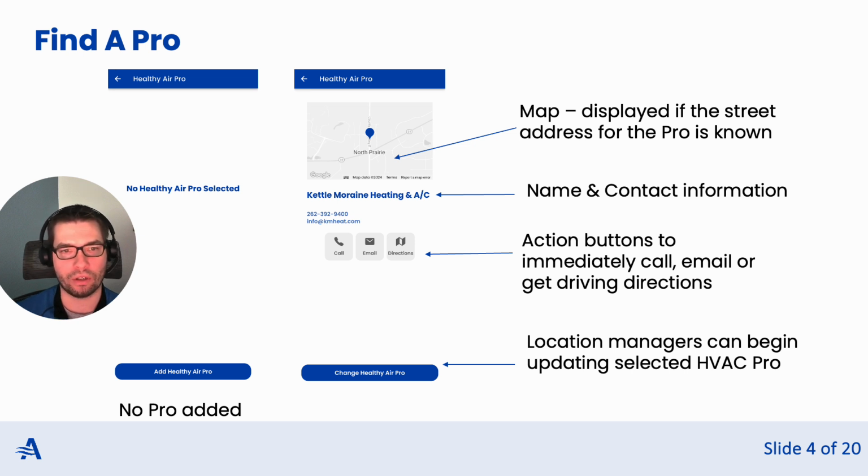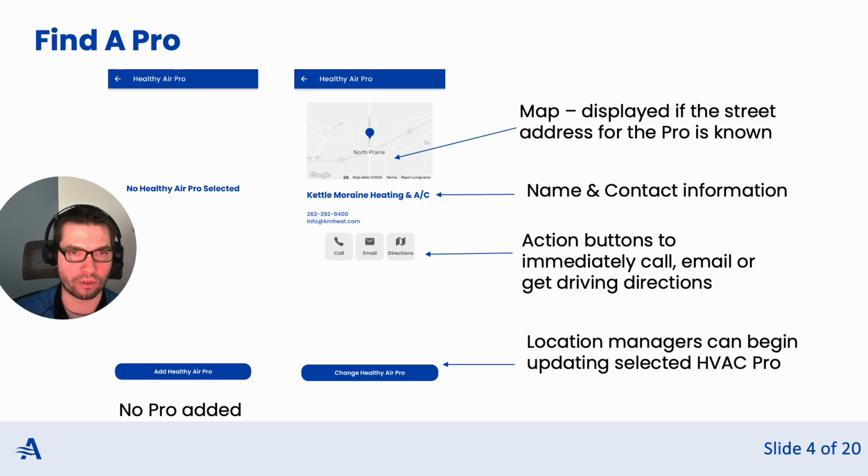The second page here is more or less what they would see if they had one manually entered. They wouldn't get the map. The map is new. When you've selected a HealthyAire Pro, you will be able to see the street address of the Pro. You also get the title, the phone number, the email address, and we have implemented directions. So if you tap that, it will take you to either Google or Android's in-map feature, so you can then start turn-by-turn directions to get to your Pro. And with the button on the bottom, you can still manually update the Pro.